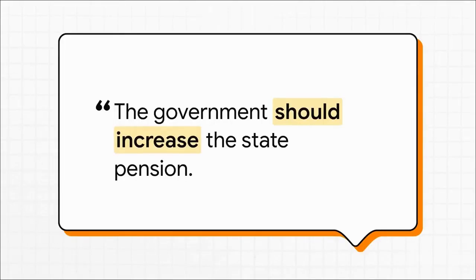Right. Look at this. The government should increase the state pension. Two people could look at the exact same economic data about poverty, about government budgets, everything, and come to completely different conclusions here. Why? Because their underlying values about fairness and the role of government are different. It's a value judgment, plain and simple.